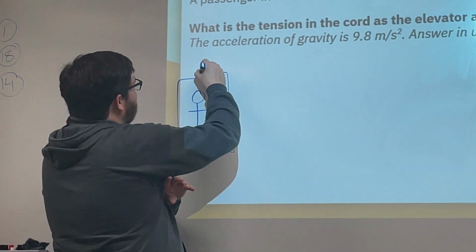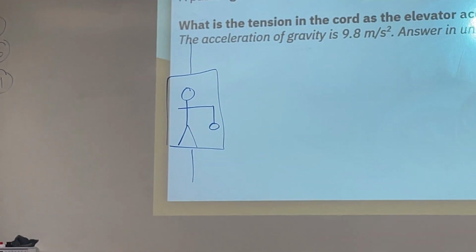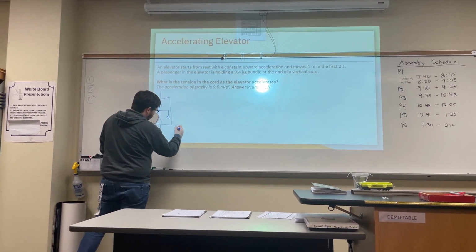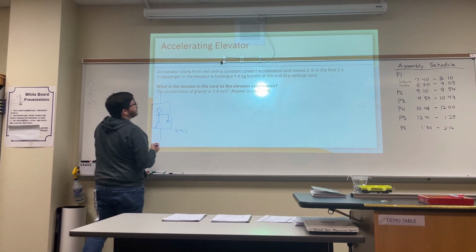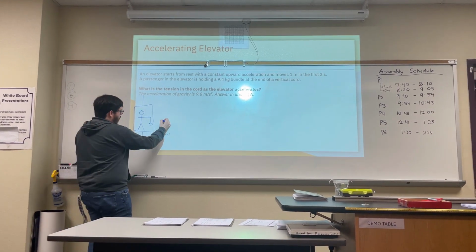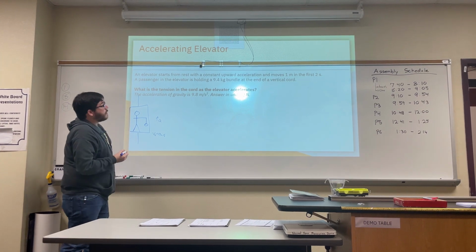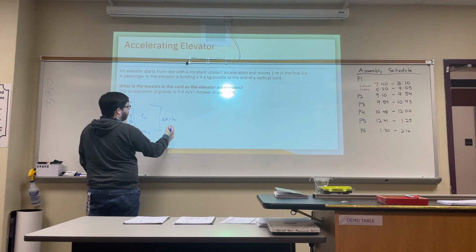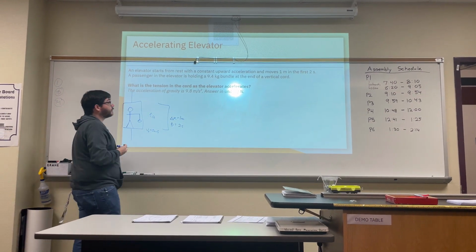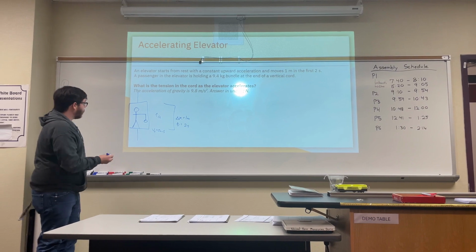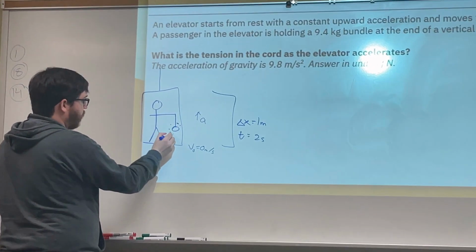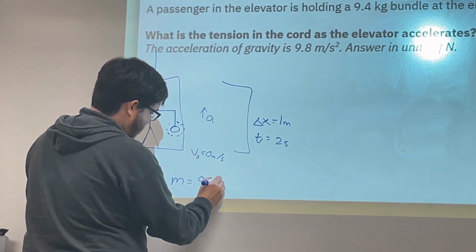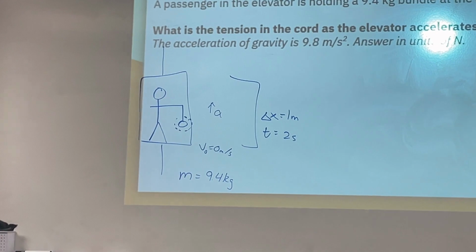I'm a doll. Anyways, the way I'm gonna solve this is we have a passenger in an elevator. The elevator starts from rest, so our initial velocity is 0 meters per second. It moves upwards with a constant acceleration, and it moves 1 meter in the first 2 seconds. A passenger in the elevator is holding this 9.4 kilogram bundle at the end of a vertical cord.